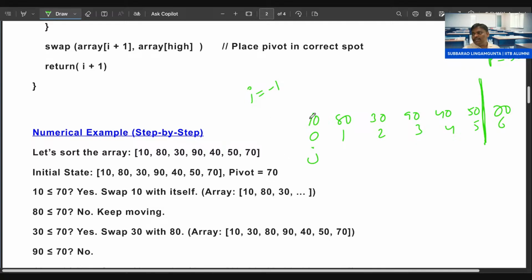J is initially the starting place. Remember, I and J are the indexes. P is the pivot element, not a position. P is 70. Careful, everything is ready.